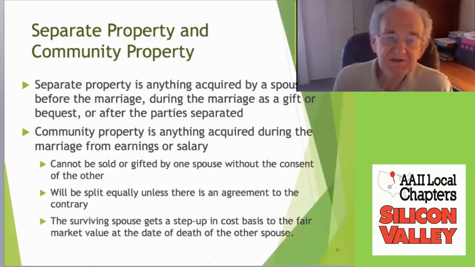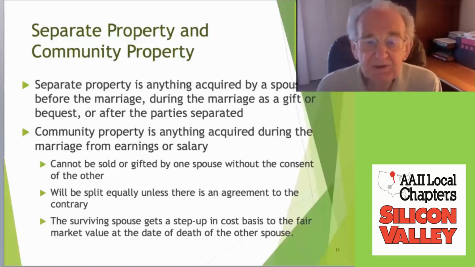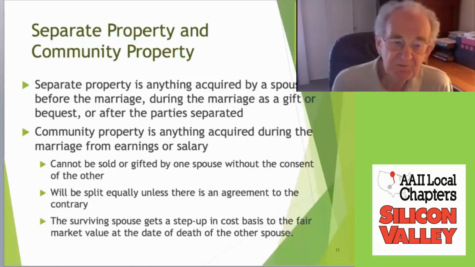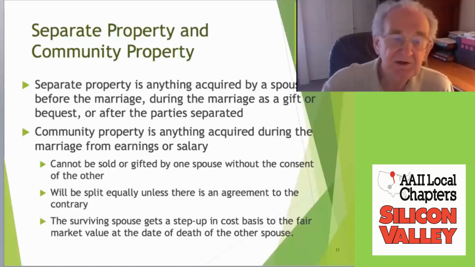Community property, in essence, is everything else. It's property that's acquired during the marriage, that's funded by earnings or salary. It cannot be sold or gifted by one spouse without getting the consent of the other spouse. And it's usually split equally between the spouses, although it's legally possible to have an agreement where it gets split unequally. That's somewhat unusual. And the surviving spouse gets a step up in the cost basis to the fair market value on the day of death of the deceased spouse. So that's a big plus for community property.